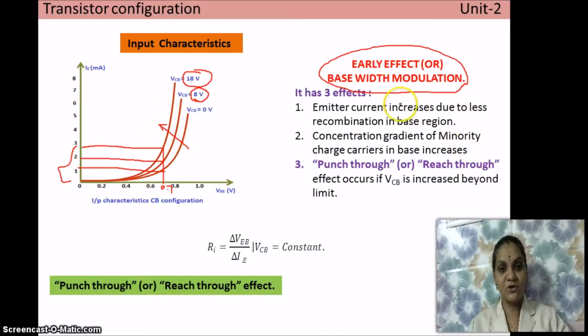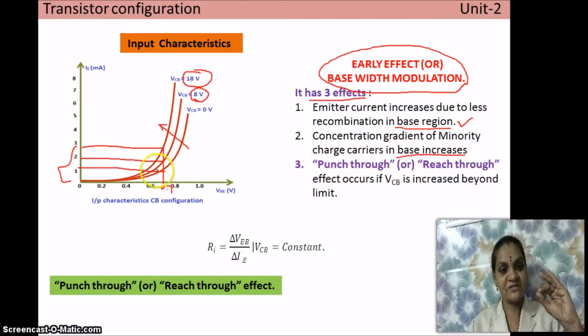So normally there are three effects of base width modulation. One is that emitter current increases due to less recombination in the base region. This is the first one I informed you. The second one is that the concentration gradient of minority charge carriers in the base increases. Since the base is very thin, the minority charge carrier concentration will be very high. This is the second effect.